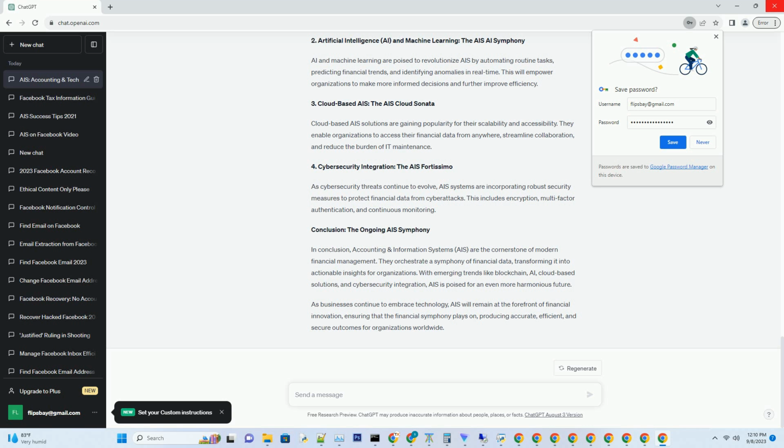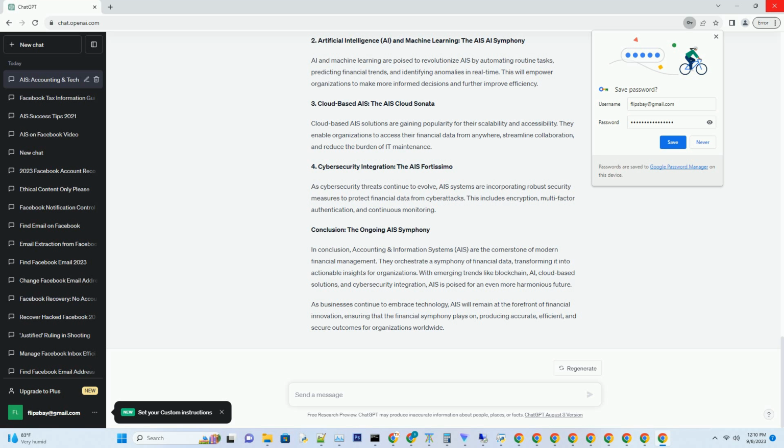The harmonious benefits of AIS. Now that we've explored the components of AIS, let's delve into the harmonious benefits it brings to organizations. Number 1: Enhanced efficiency, the AIS tempo.